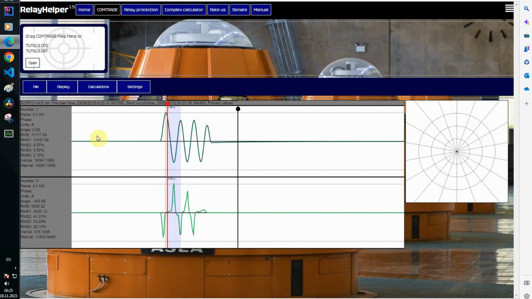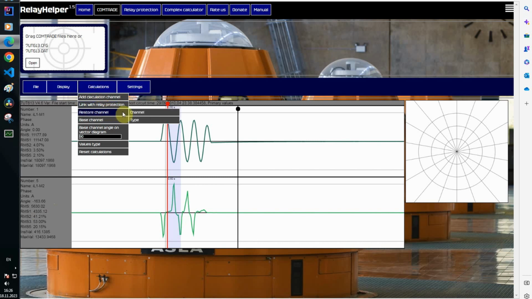Let's look at the values in the undistorted channel. The RMS of the first harmonic is 11,177 amperes. There are 4,335 amperes in the distorted channel. The error is almost 60%.